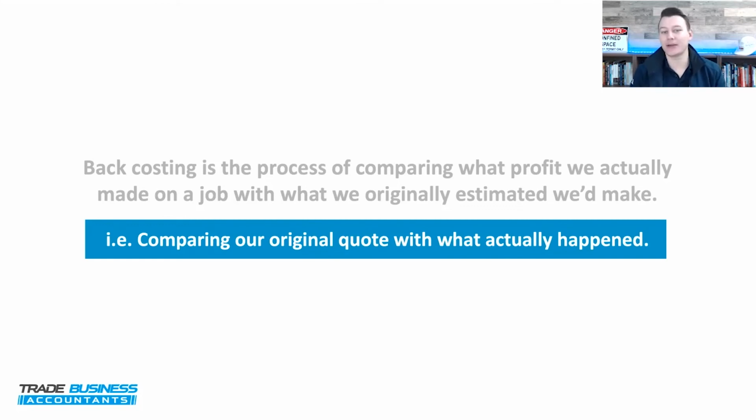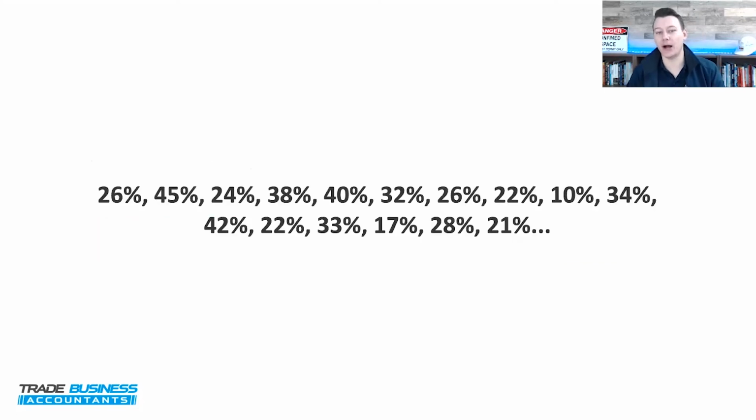So when we back costed his jobs, what we discovered was that he wasn't making enough, one, but two, and this is really important, there was no real consistency to how he was pricing. There was no consistency in how he was pricing these jobs, right? So here are some of his gross profit margins from the jobs that we back costed. 26%, 45%, 24%, 38%. We've got 10% in there, 22%, 17%, then 28%, then 42%. It was all over the place.